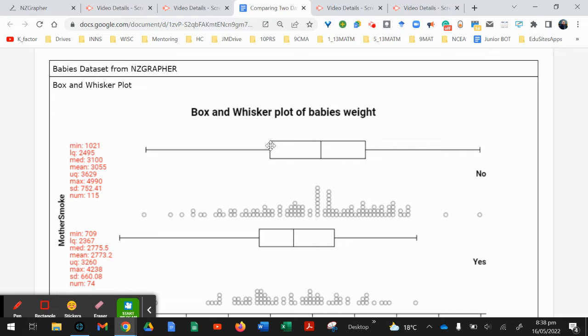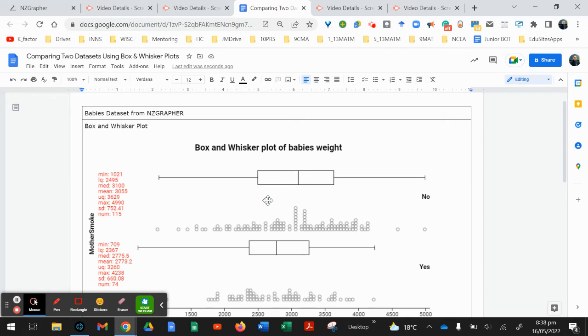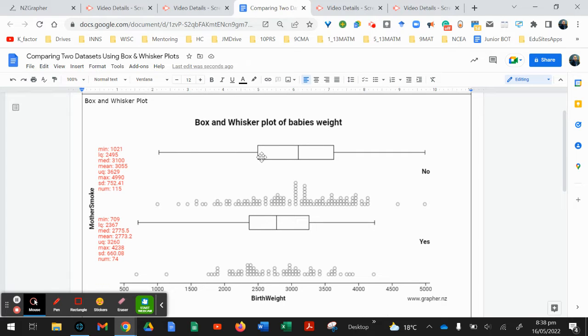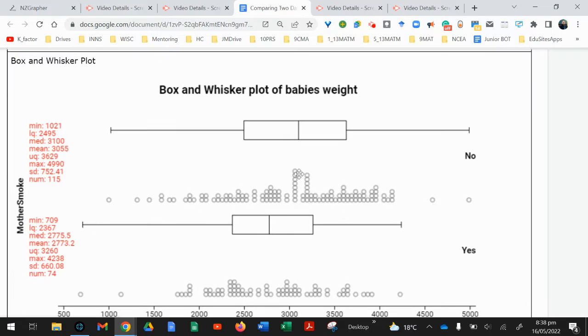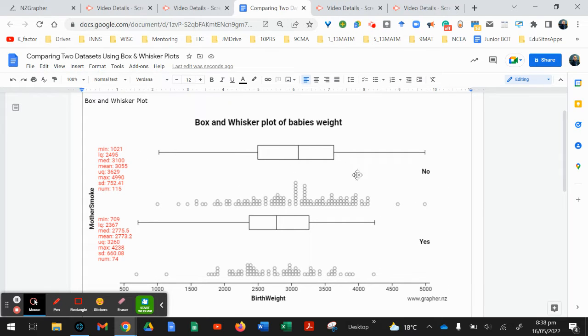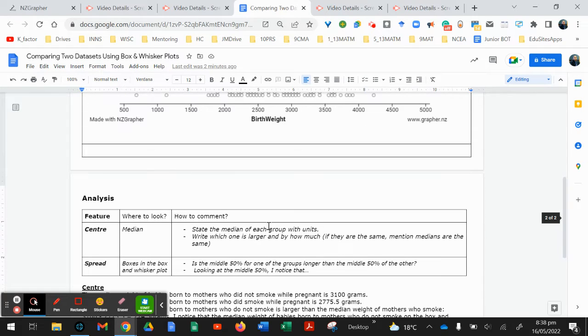Some students, some books, some teachers refer to it as the box. So what you want to look at is, which box is wider or bigger? Or are they both the same? Just by looking at it, I can go, okay, the middle 50% of babies whose weights are dictated by mother's non-smoking status, this box is bigger than for mothers who do smoke. So that's how I'm going to start off making my spread comments.